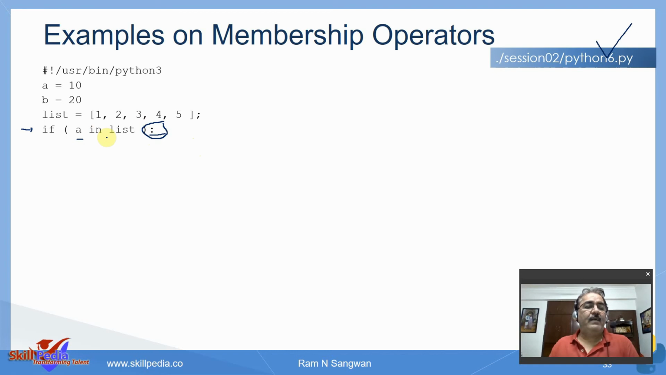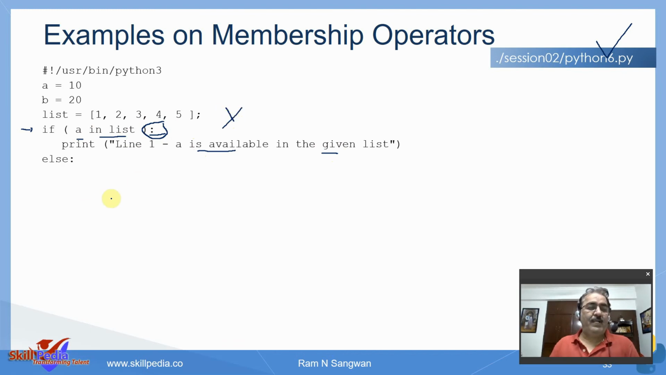If A in list, then A is available in the given list. In this case, since it is not there, you'll get the answer of else: A is not available in the given list. So this is my first example.